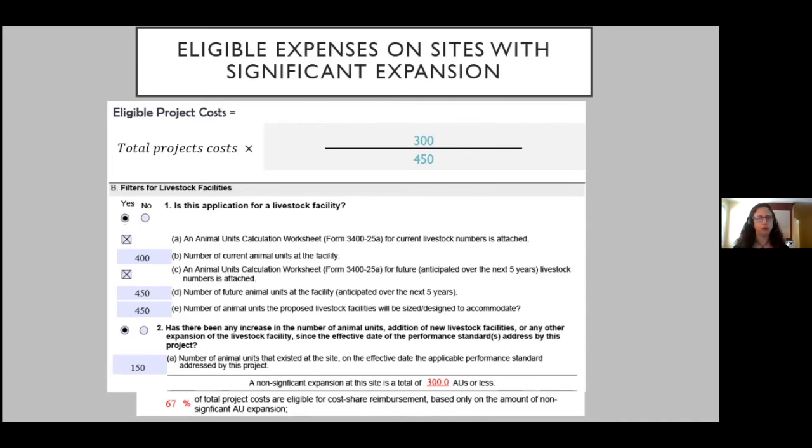The first one is, how much of the watershed needs to be agricultural for stream bank stabilization projects to be covered?